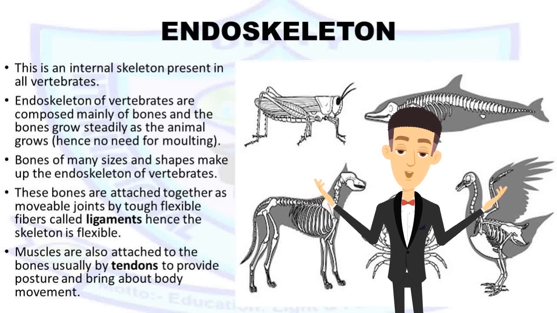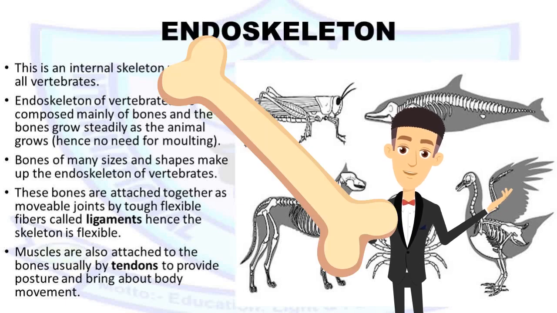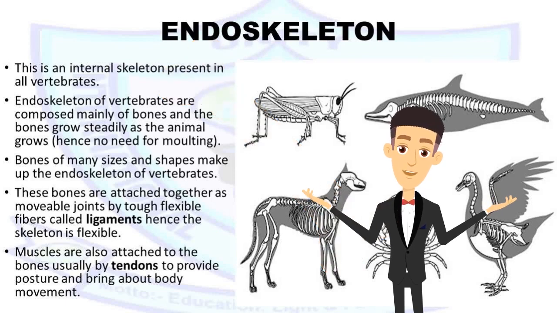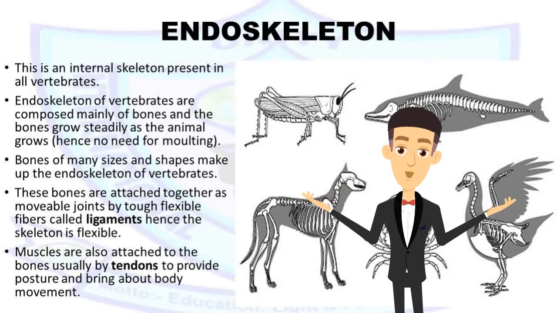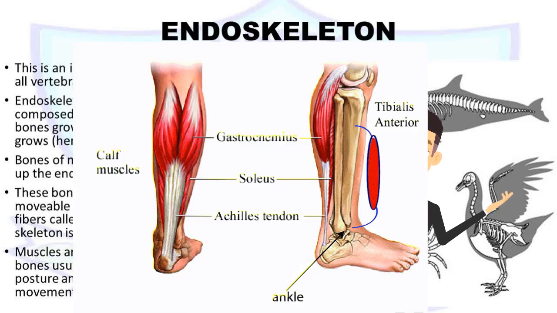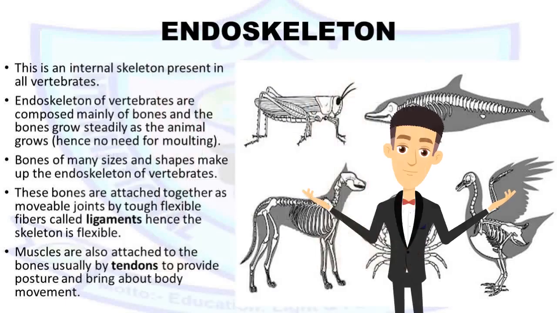Endoskeleton. This is an internal skeleton present in all vertebrates. Endoskeletons of vertebrates are composed mainly of bones, and the bones grow steadily as the animal grows, hence no need for molting. Bones of many sizes and shapes make up the endoskeleton of vertebrates. These bones are attached together as movable joints by tough flexible fibers called ligaments, hence the skeleton is flexible. Muscles are also attached to the bones, usually by tendons, to provide posture and bring about body movement.